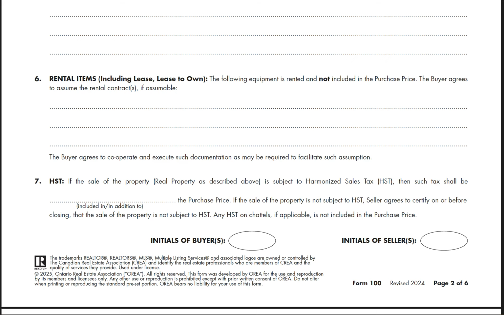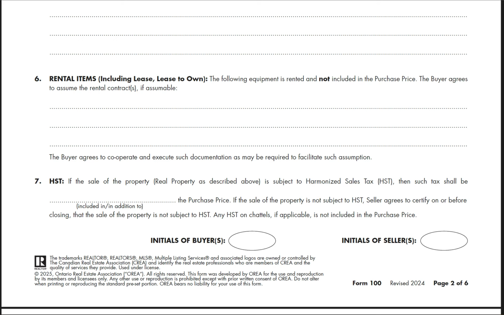So the HST clause is basically essential to determine who is responsible for paying HST. When does HST apply? HST applies on newly built homes purchased from a builder, substantially renovated homes, commercial properties, and vacant land in some cases, depending on its use. HST is not applicable to the following: if it's a resale home, so if you're buying a used residential property, then HST does not apply. Most farm properties do not have HST, and most personal use vacant land does not also have HST.